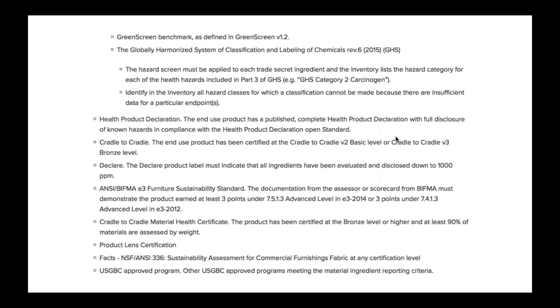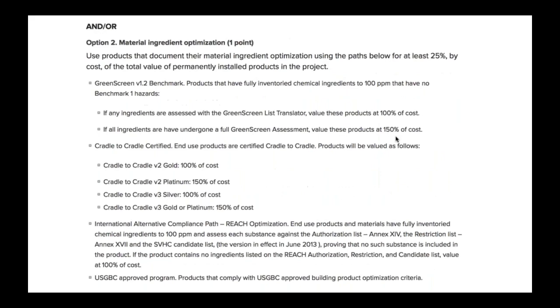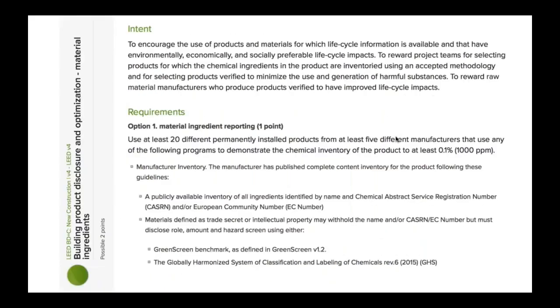So in order to earn the first point, you either have to have the HPDs, very transparent, and or have earned some of the Cradle to Cradle, Declare, some of the other labels for those materials you're providing. The second point is the material ingredient optimization, and that's where we go to the green screen, to the Cradle to Cradle. We've really gone and pushed further there. This is by cost, 25% by cost, all the materials for the project. Let's go back to the first option here.